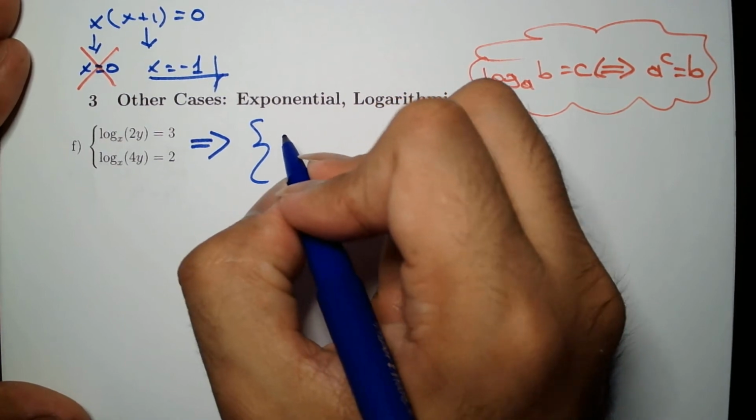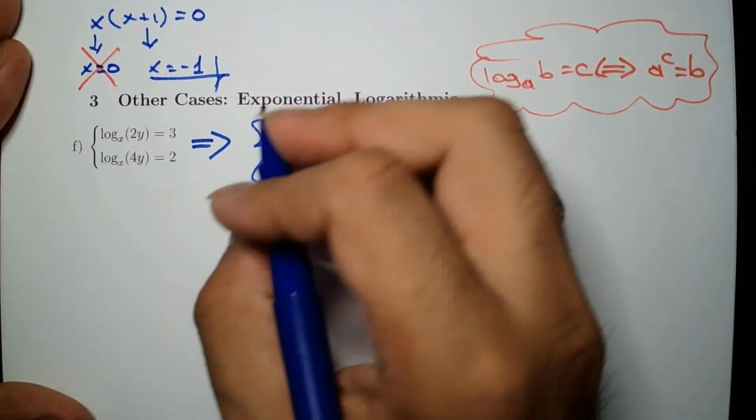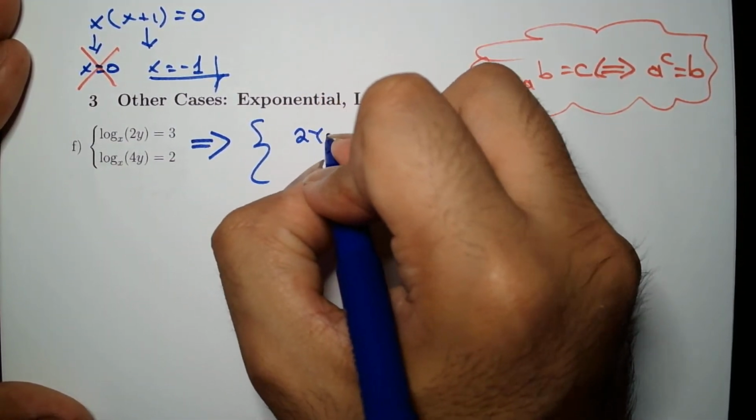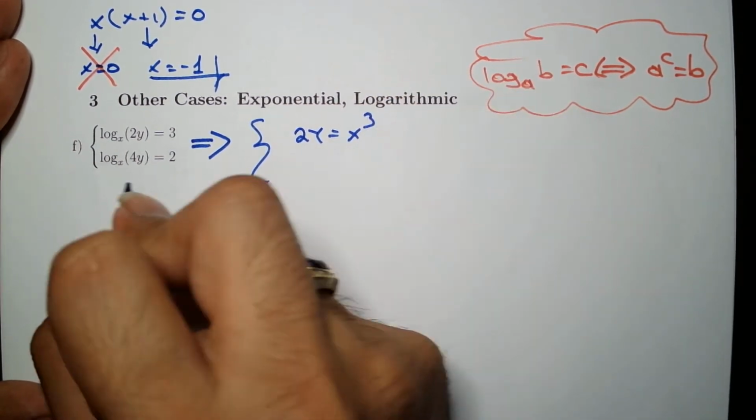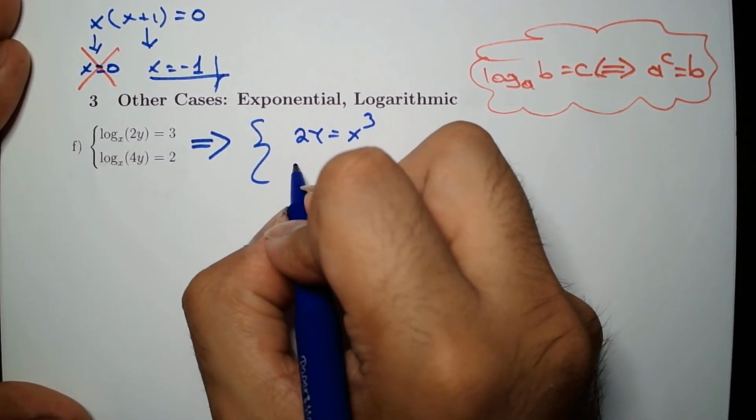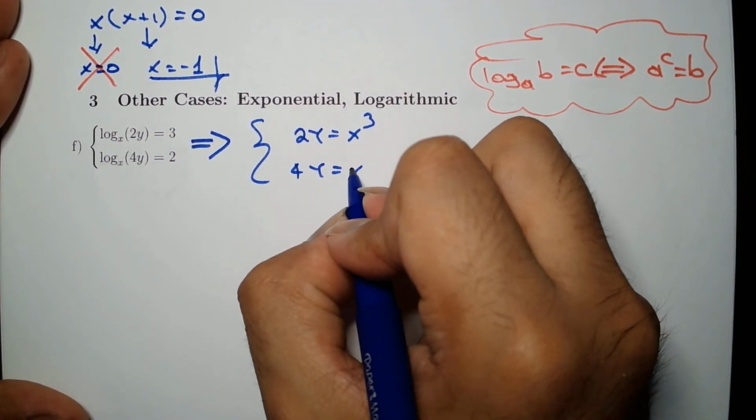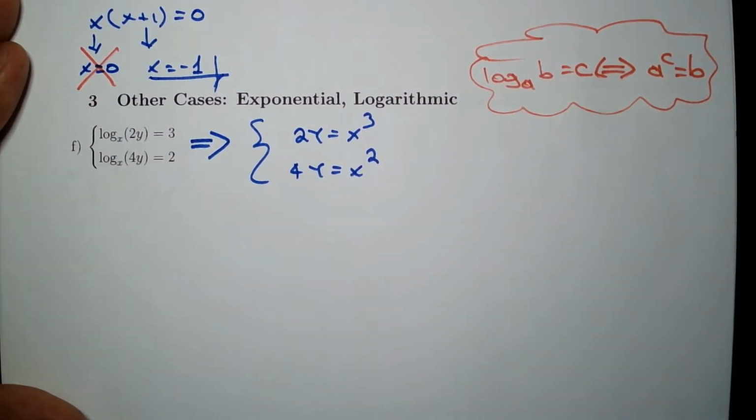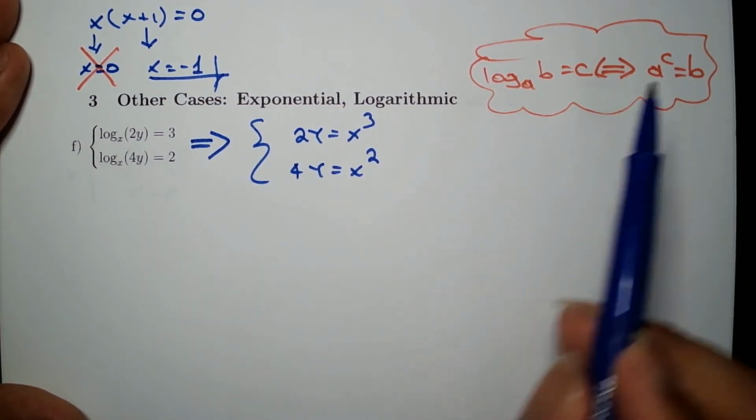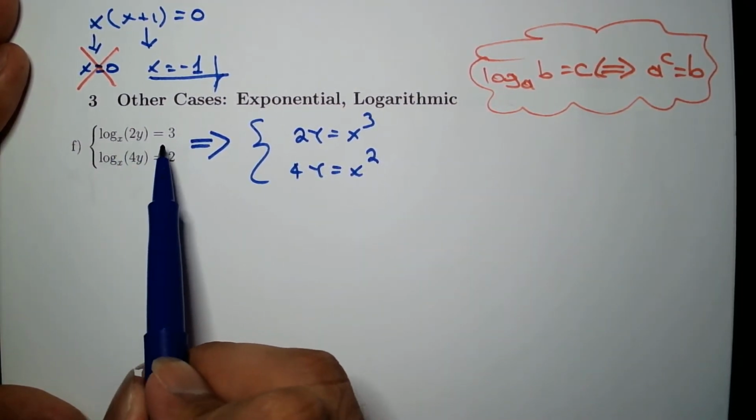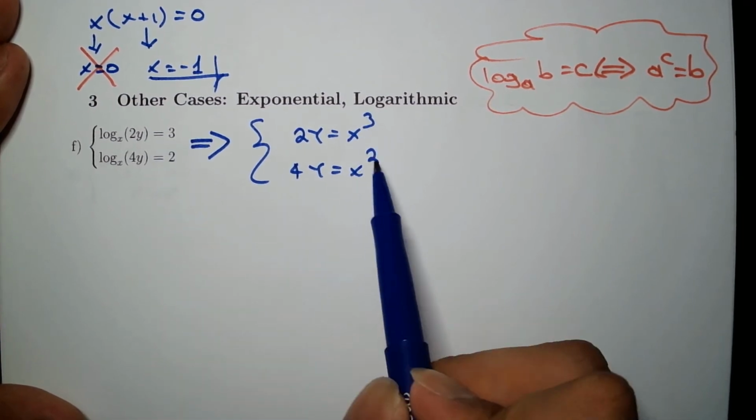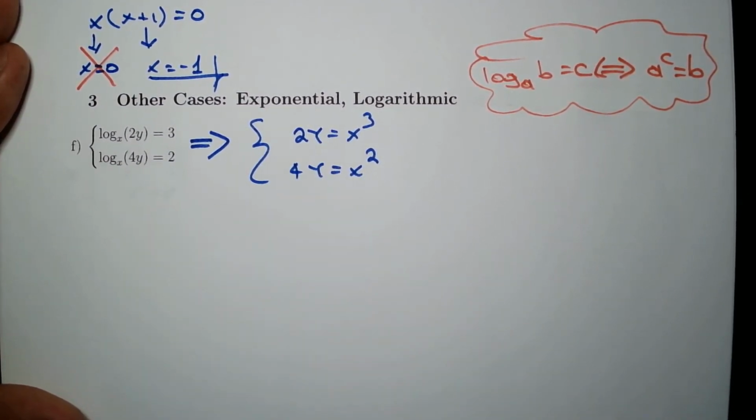So we're going to have then 2y equals x cubed. And on the other hand, 4y equals x squared. All right. So again, we're using this definition. The base of the logarithm becomes the base of the exponent here, and the argument gets by itself.